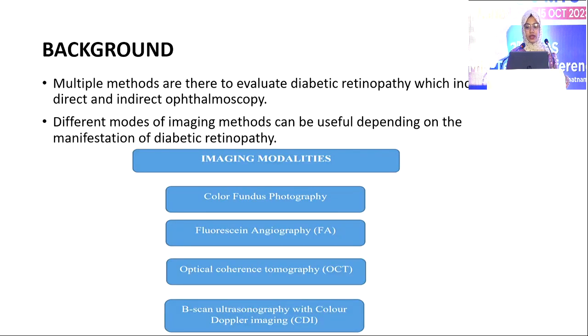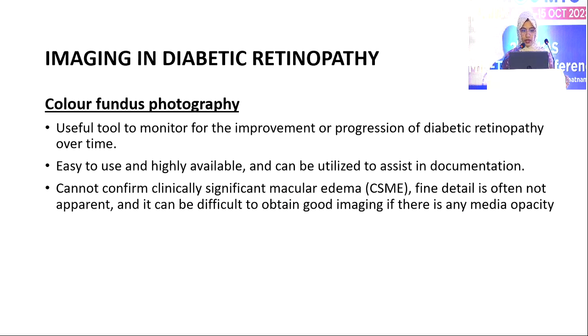Multiple methods are there to evaluate diabetic retinopathy, which include direct and indirect ophthalmoscopy. Other imaging modalities are color fundus photography, fluorescein angiography, optical coherence tomography and B-scan ultrasound with color Doppler imaging. Coming to color fundus photography, it's a useful tool to monitor the improvement and progression of diabetic retinopathy, easy to use, highly available, and can be utilized to assist documentation. But we can't confirm clinically significant macular edema, fine detail is often not apparent, and it can be difficult to obtain a good image if media is opaque.